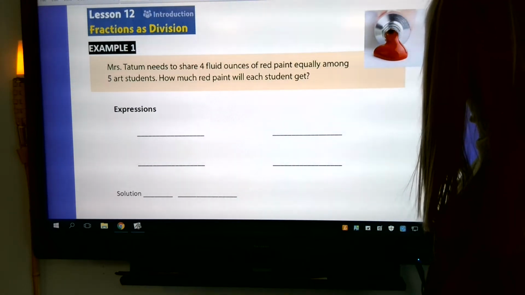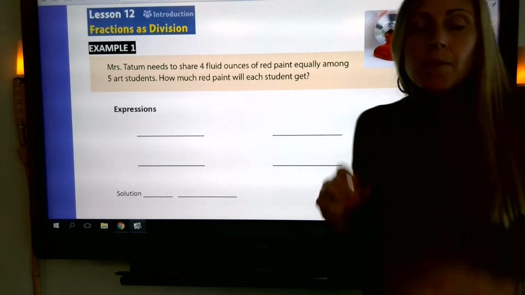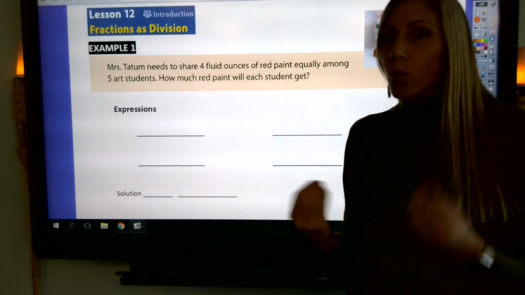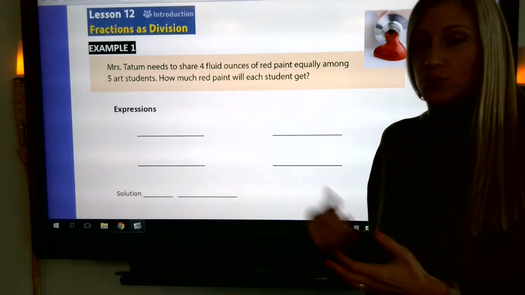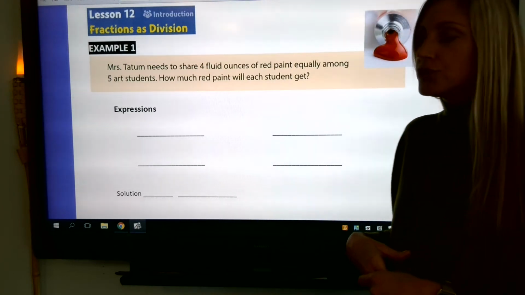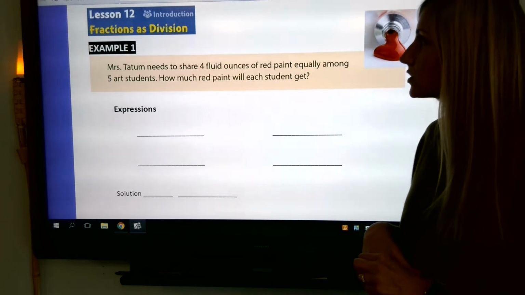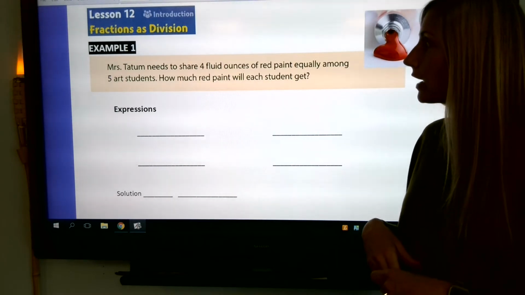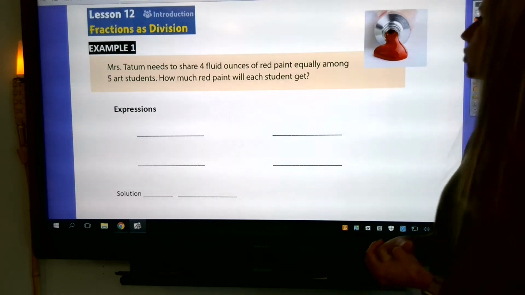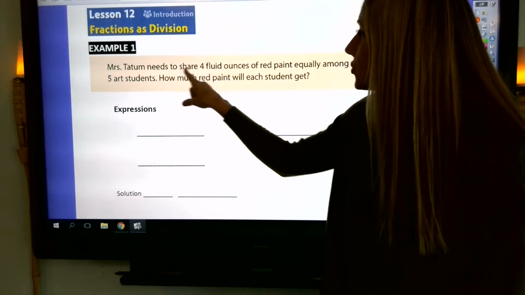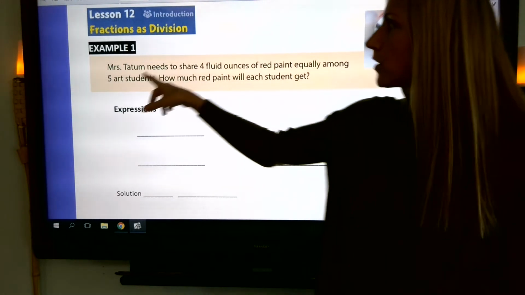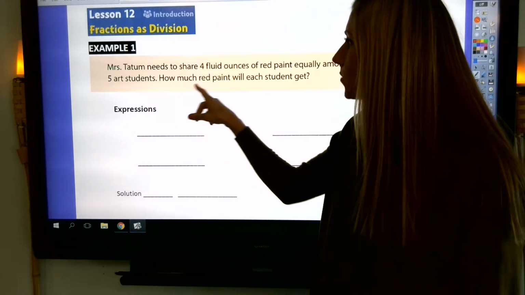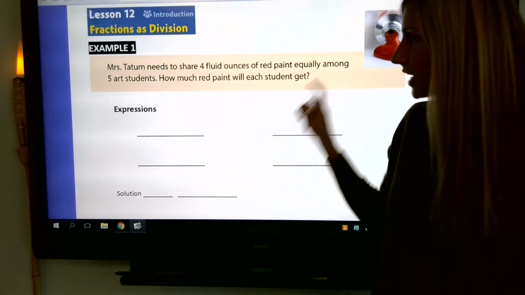And I want us to really focus on marking up the problem, understanding what are two items that we have, and in some cases in the future, it could be more than two things that we're functioning with. So we want to note what those are and what's happening to what. So Mrs. Tatum needs to share 4 fluid ounces of red paint equally among 5 art students. How much red paint will each student get?